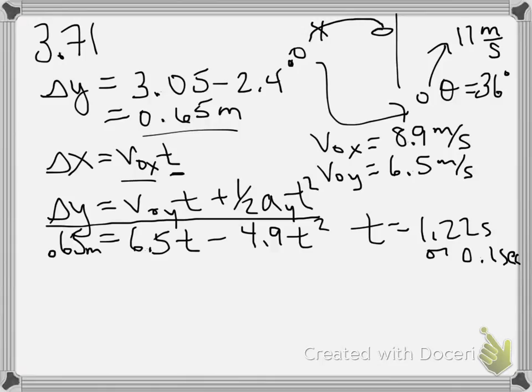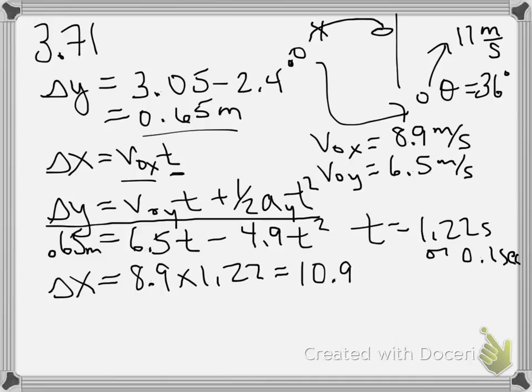At 1.22 seconds, it's also at that same height, but that's where you want it to be. So we'll choose that t, and we'll plug that into delta x. V initial in the x we said was 8.99 times 1.22, and you get 10.9, or if you're using sig figs, 11 meters is your answer. So that's part one. Part two wants to know what is the angle that the ball goes through the hoop.